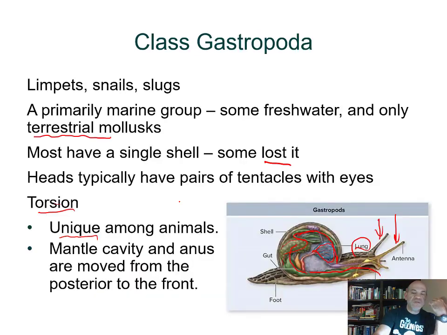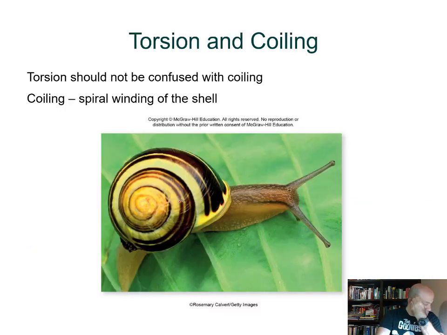So torsion was the other one. Torsion is where the mantle and the anus are flipped. And then coiling refers to the coiling that we see in the snail here. Now there's a right and a left mantle, just like you see in a clam. The spiraling occurs because one of the mantles is going to produce the shell faster than the other one, and that creates this spiraling effect in the snails. So that's different than torsion.